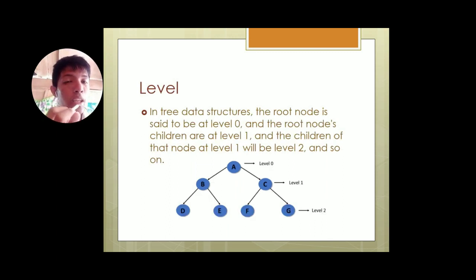Next is level. In tree data structures, the root node is said to be at level 0, and the root node's children are at level 1, and the children of the nodes at level 1 will be level 2, and so on. So the root starts at level 0, then B and C are level 1, then D, E, F, G are level 2, and so on.